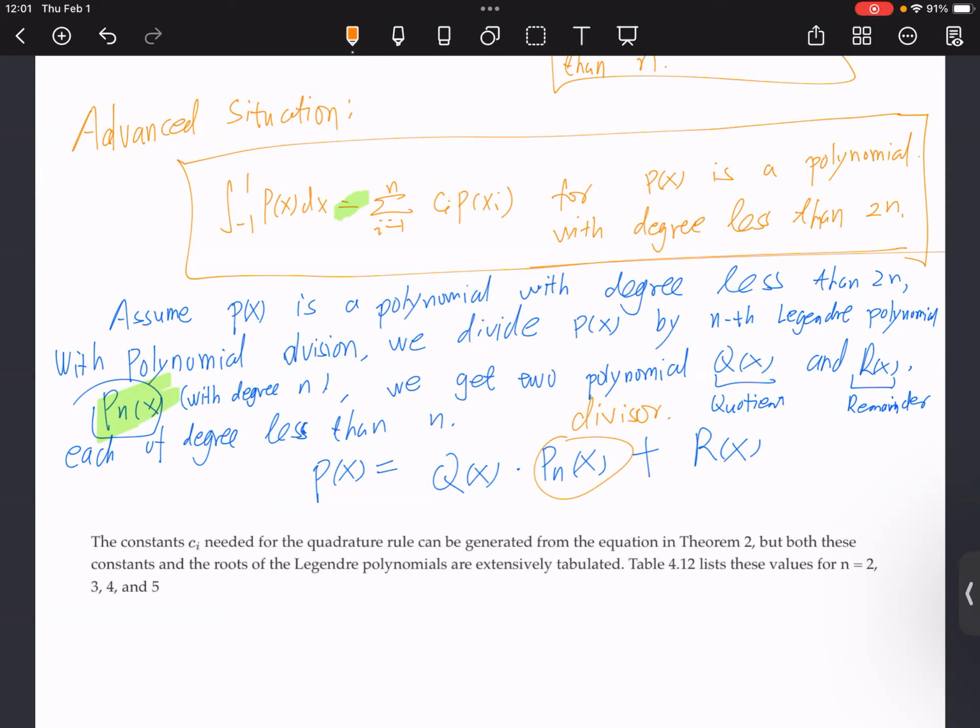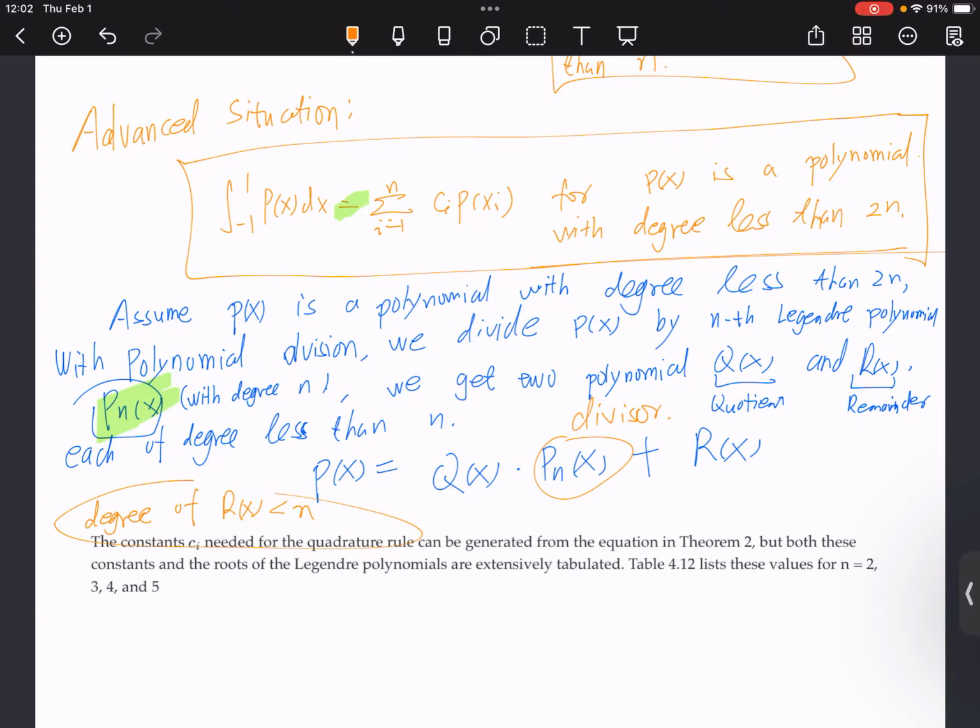So which means that here the degree of r(x) is less than n, because this is the divisor, and the divisor has degree n. At the end of the day, if you do the long division, we require the remainder degree to be less than n.